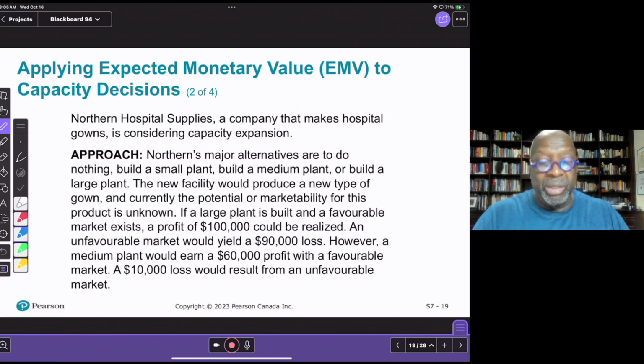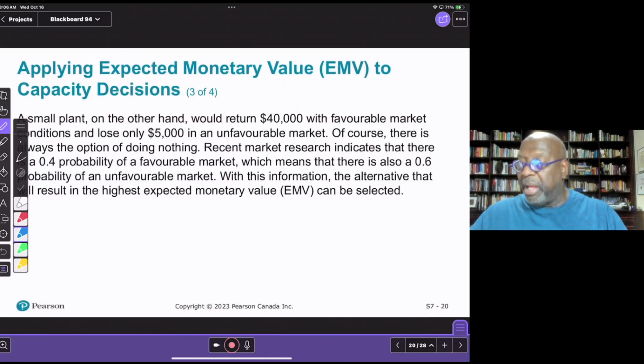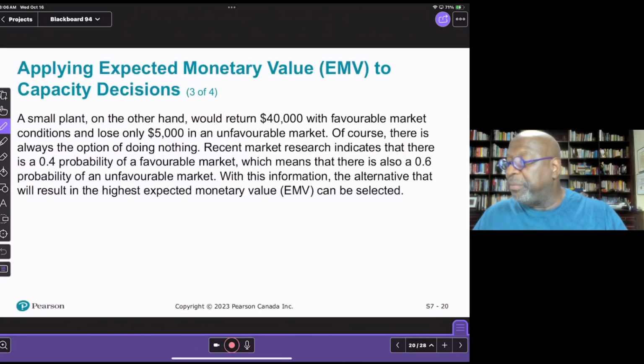However, a medium plant would earn 60,000, right? A 10,000 loss would be the result of an unfavorable market. A small plant, on the other hand, would return 40,000 in a favorable market, but lose only 5,000 in an unfavorable market. Of course, there's always the option of doing nothing. Recent market research indicates that there is a 0.4 probability of a favorable market and 0.6 of an unfavorable market. All right. So use your expected monetary value approach to solve this problem.